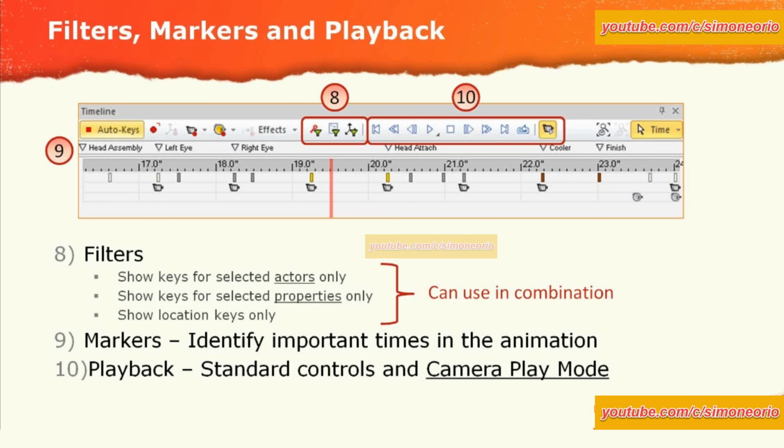The markers, that's number 9, are important times during the animation, and those will be generated automatically when we drag and drop our views down into the timeline. And then finally, the playback. There are standard controls there that I think are pretty self-explanatory, except for the one on the right end, which is the camera play mode. That allows us to turn the camera changes off, and that can be quite helpful at times to be able to see what's going on with the model without the camera changing position.